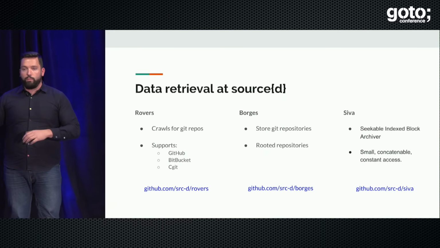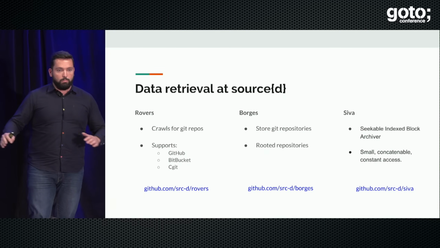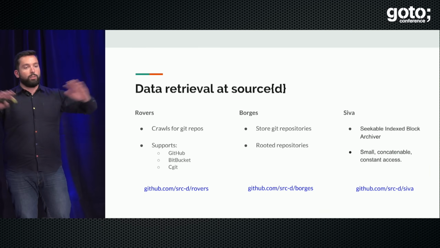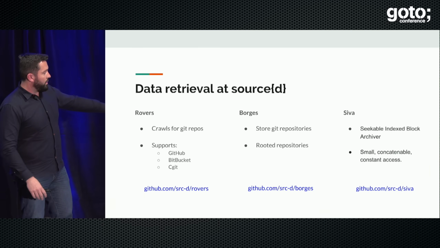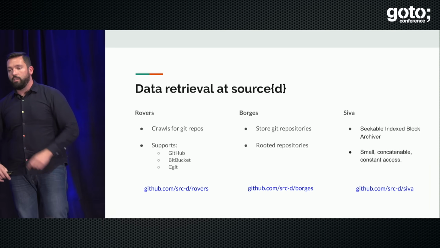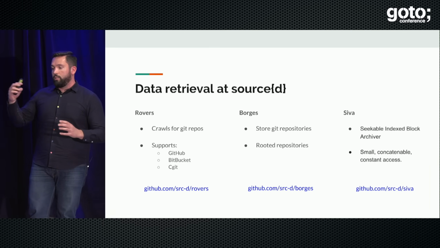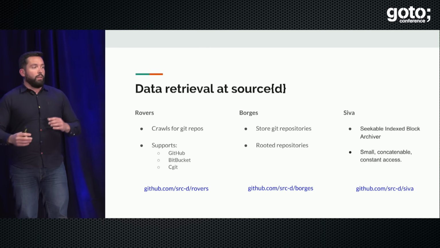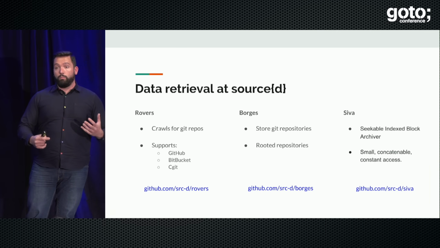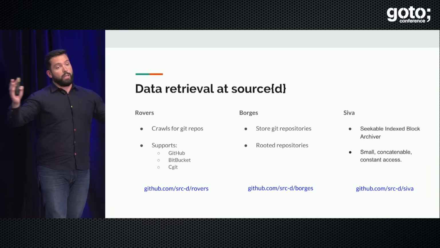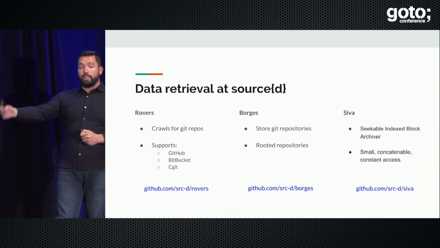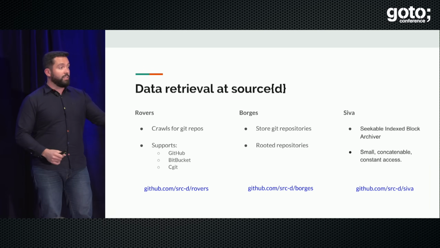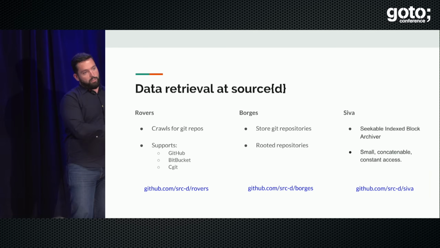We have 3 different projects. I didn't say this, but everything we do at Source is completely open source, mostly Apache v2, so you can do whatever you want with it. And everything is under github.com/src-d. So we have Rovers, Borges, and Siva. Rovers are simply crawlers that are around the internet trying to figure out, is this a Git repo? If it is a Git repo, I'm going to send it to Borges.